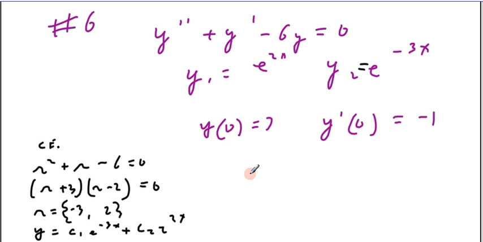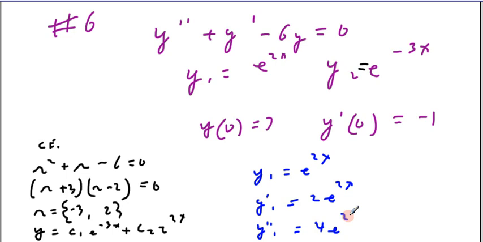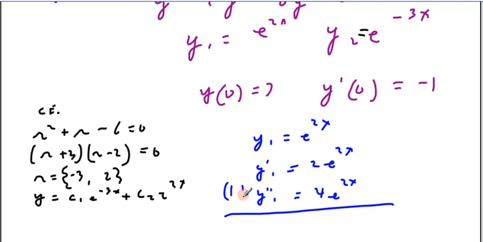Okay, so y1 is e to the 2x, y1 prime is 2e to the 2x, and y1 double prime is 4e to the 2x. I want one of these, one of those, minus 6 of them, and I want it all to come out to 0. Minus 6 plus 2 plus 4, 0, check.